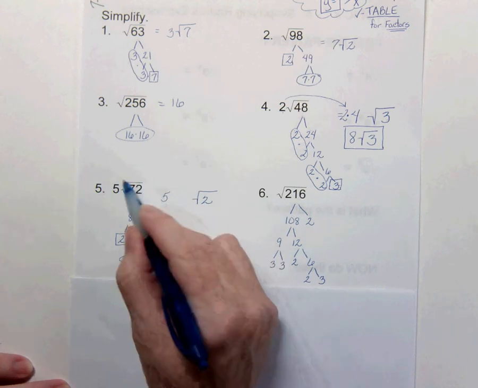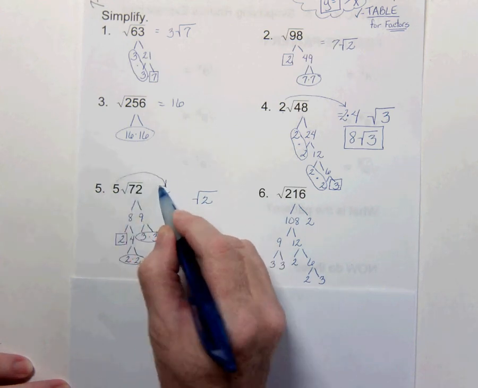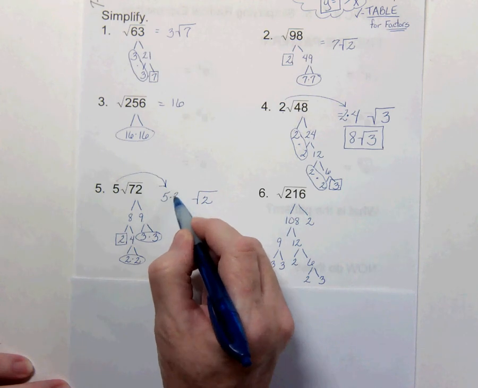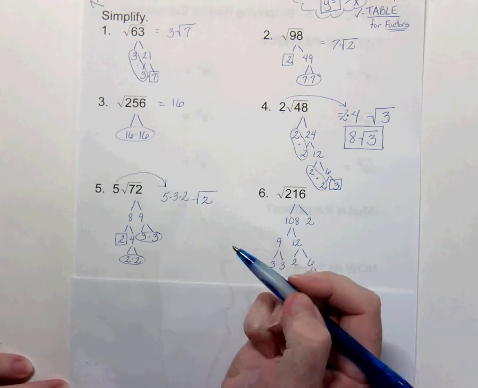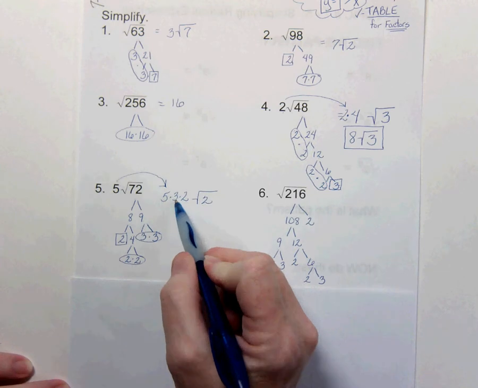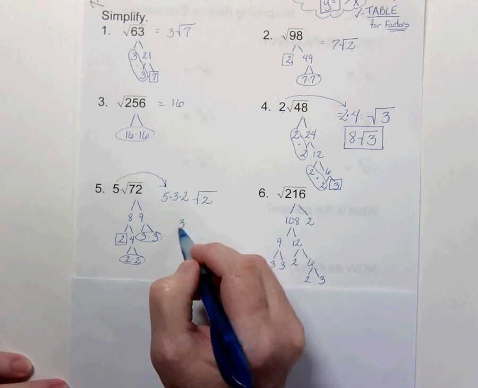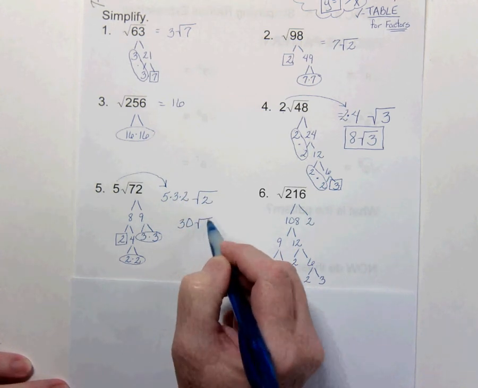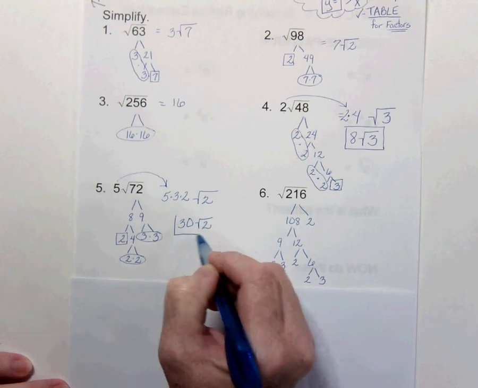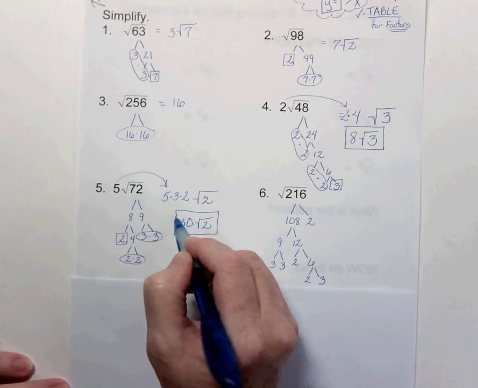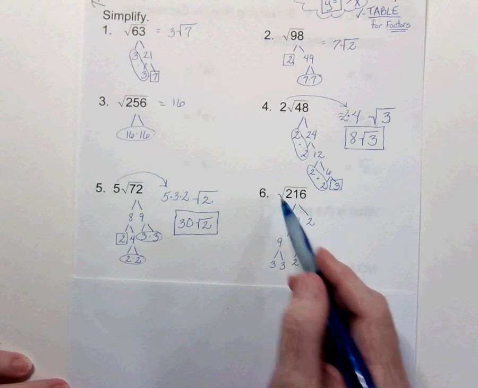So if you want to write them separately, you can. Remember, you got to bring your 5 over because there was a number in front. Times 3 times 2. So you have to multiply that. So that's 15 times 2. So the answer for this would be 30 square roots of 2. Don't forget any number that's on the outside.